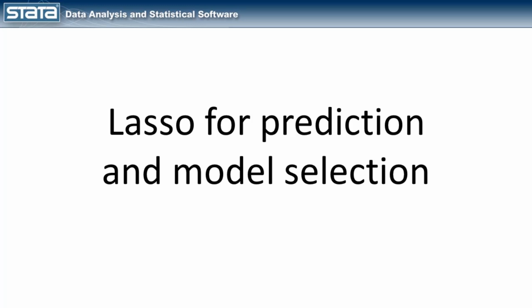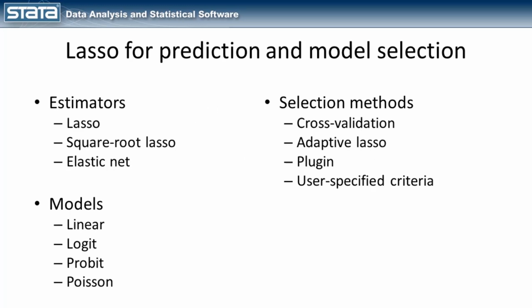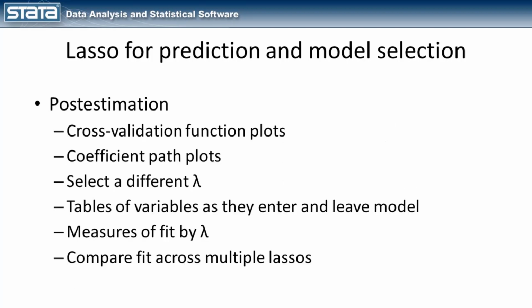Today I'd like to show you another new feature in Stata 16, Lasso for prediction and model selection. Lasso for prediction and model selection includes three estimators: Lasso, Square Root Lasso, and ElasticNet. You can fit linear, logit, probit, and Poisson models using cross-validation, adaptive lasso, plugins, and other user-specified criteria. After you fit a lasso model, you can create cross-validation function plots, coefficient path plots, select a different lambda, create tables of variables as they enter and leave a model, tabulate measures of fit by lambda, and compare fit across multiple lassos.